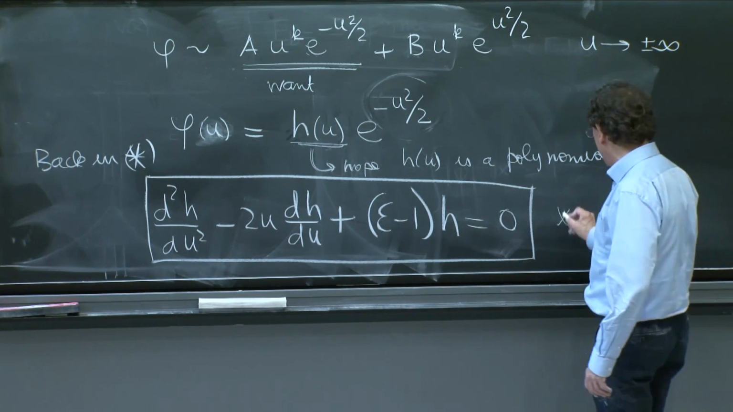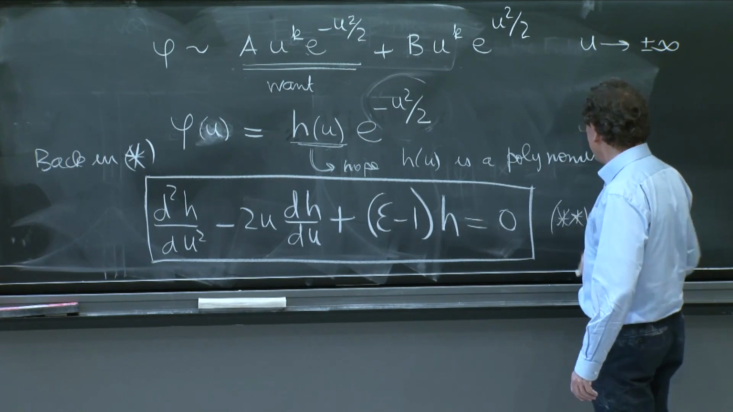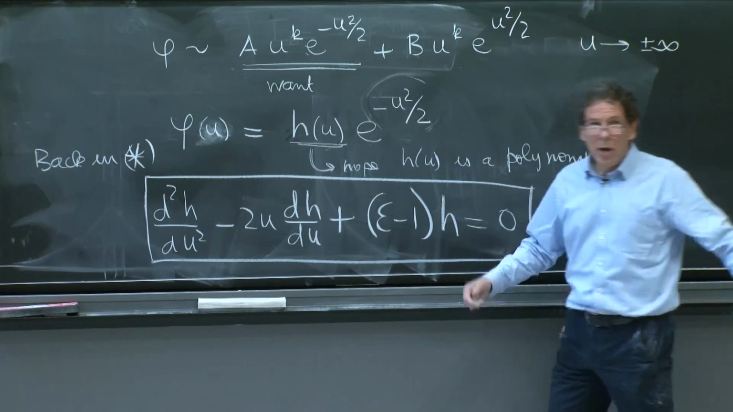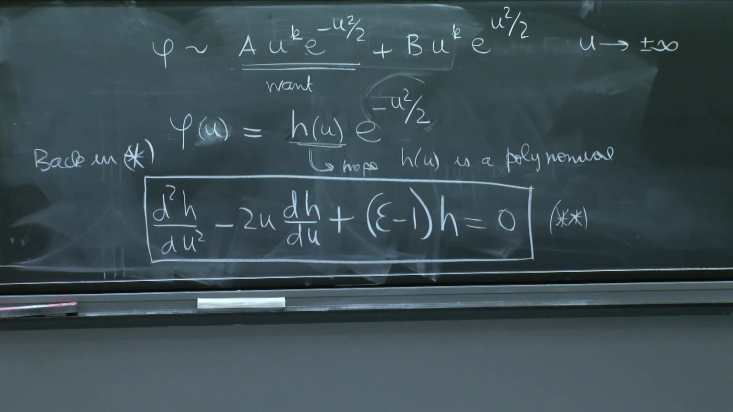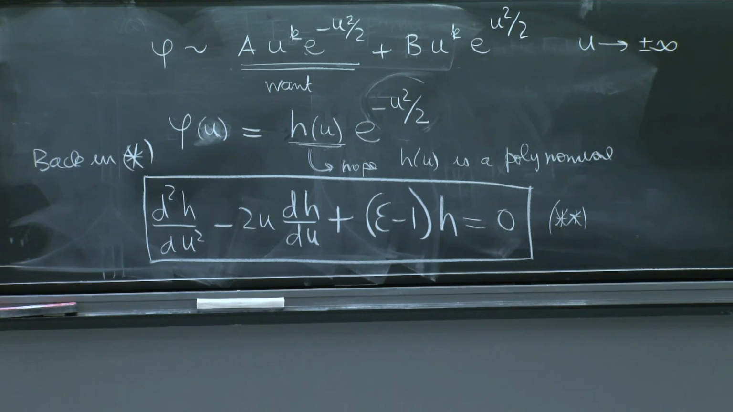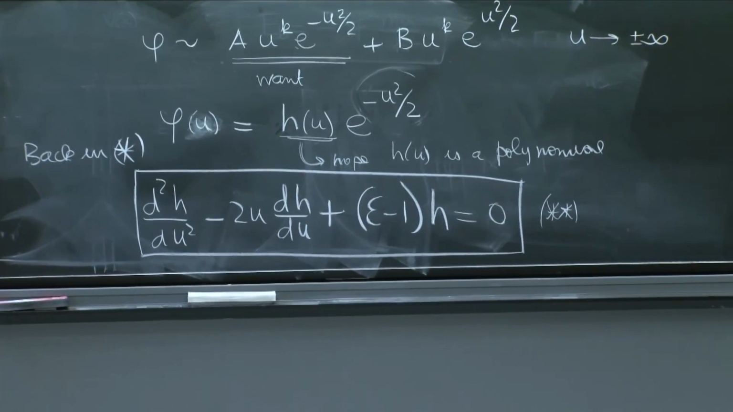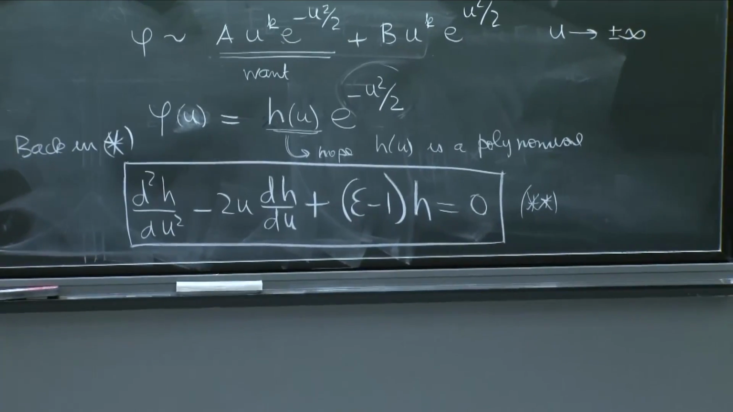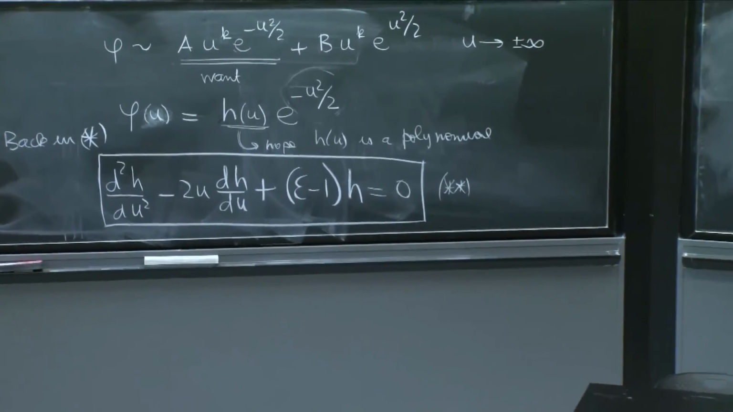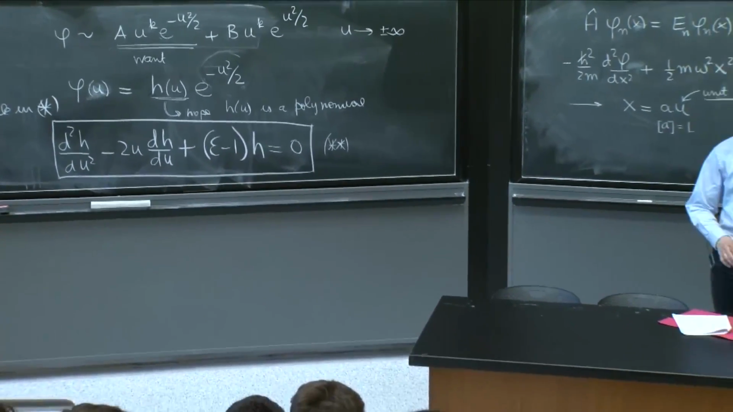And now this is a differential equation for h. We hope it has a polynomial solution. You will see that it wants to have a polynomial solution, but doesn't quite make it. And then you will discover that quantization helps, and suddenly you get a polynomial solution, and everything works out.